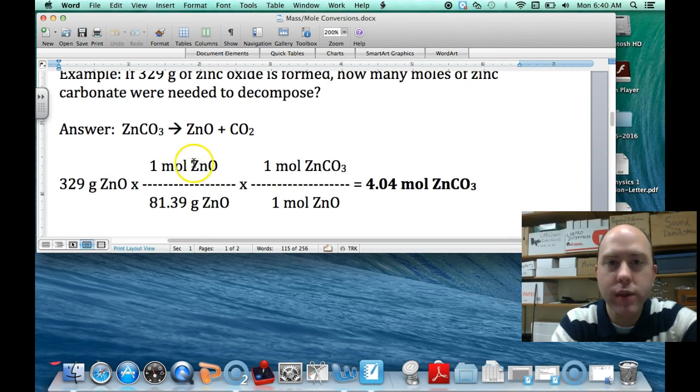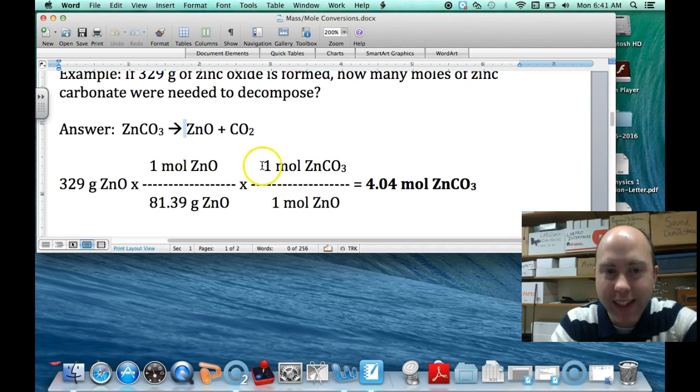But I don't want moles of zinc oxide as my answer. I want zinc carbonate as my answer. So now I do the mole ratio. So remember, the coefficient of what I'm looking for goes on top. Since I'm looking for moles of zinc carbonate, its coefficient goes on top, which is 1, because there's no number here. The coefficient of what I started with, zinc oxide, goes on the bottom, which is also 1. So this is a really easy problem. So 1 mole of zinc carbonate, 1 mole of zinc oxide.